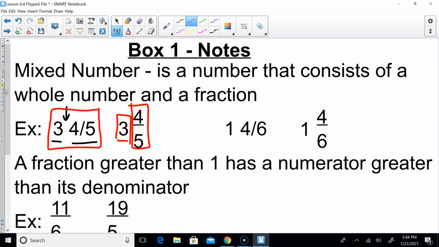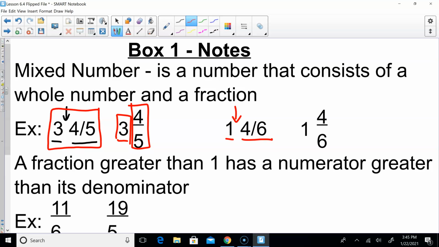Here is 1 4/6, and 1 4/6. If you try to do it this way, I'll try to make sure I put an emphasis on the space in between them so you can tell that it's a whole number and a fraction, not 14/6, which would be our next vocabulary word you should be writing down, which is a fraction that's greater than 1.